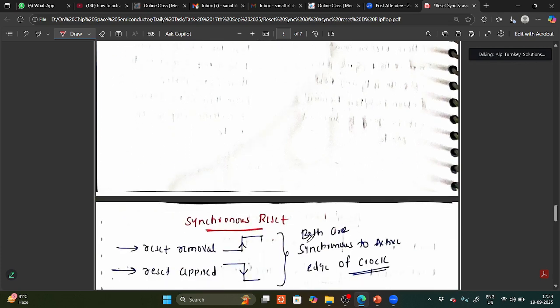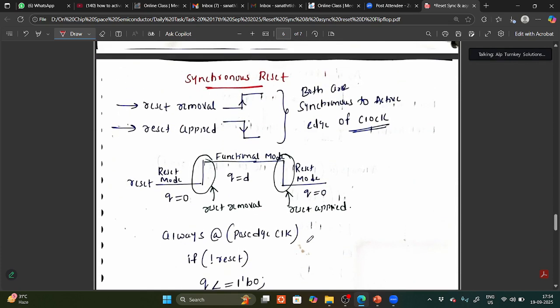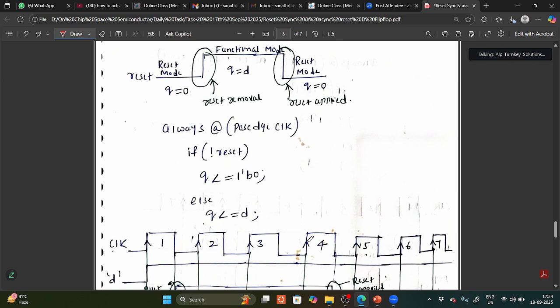Next, synchronous reset. This is a small program. When I teach Verilog, I will explain it; for now just try to understand this. This is synchronous reset. Always is a keyword meaning forever or continuously. The at-the-rate part is the sensitivity list: if there is any change in this, the output will change. So always at the positive edge of clock, if not of reset, meaning if reset equals 0, you are forcing the output to 0.